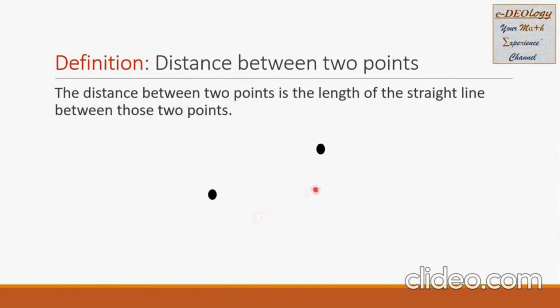I have here 2 points, and let us name these 2 points. The first point is P sub 1 with coordinates x sub 1 and y sub 1. The other point is P sub 2 with the ordered pair x sub 2, y sub 2. Let us connect these 2 points, and the distance between these 2 points is the length of this straight line.